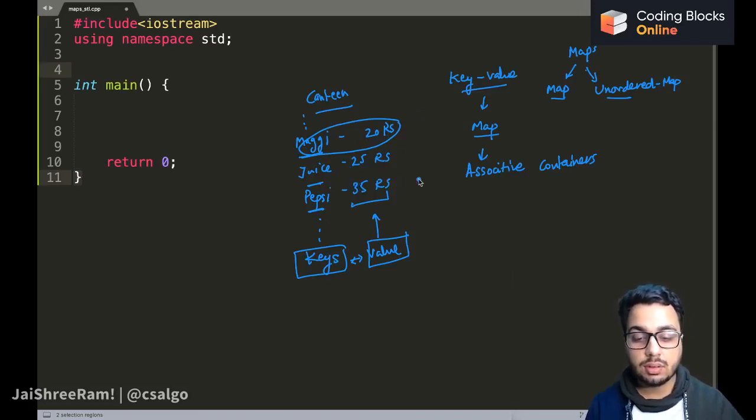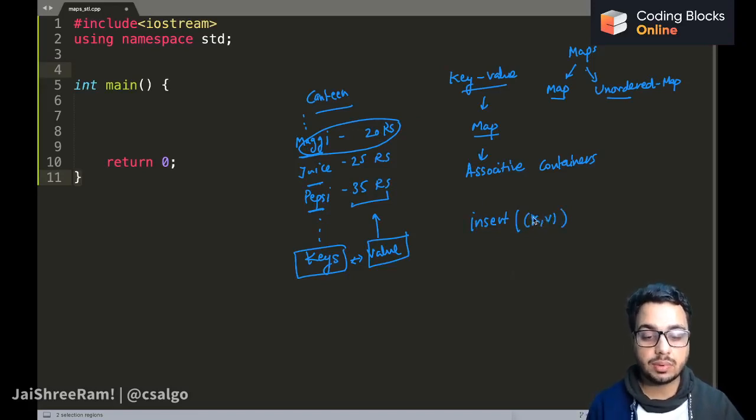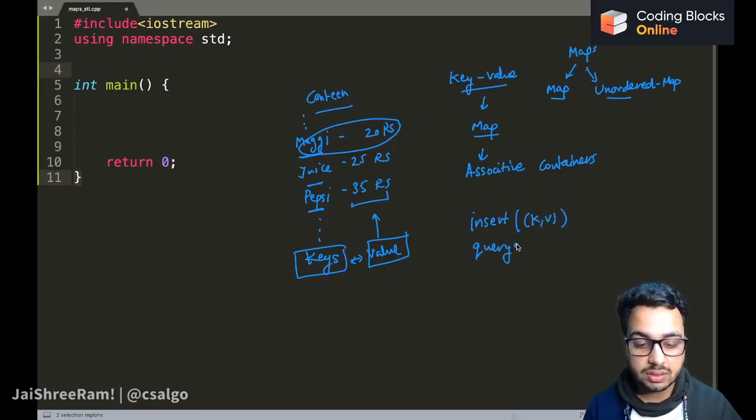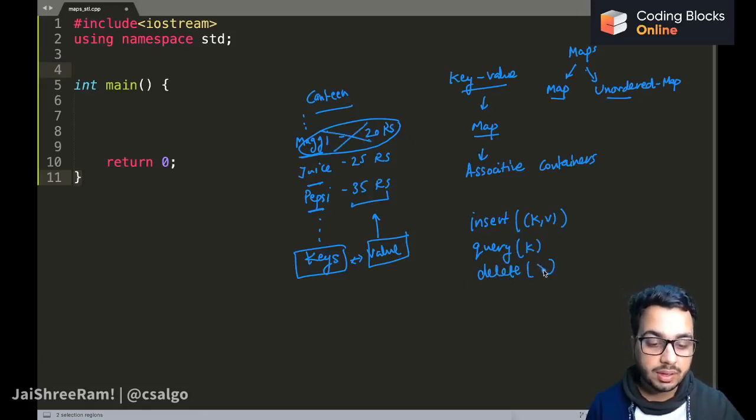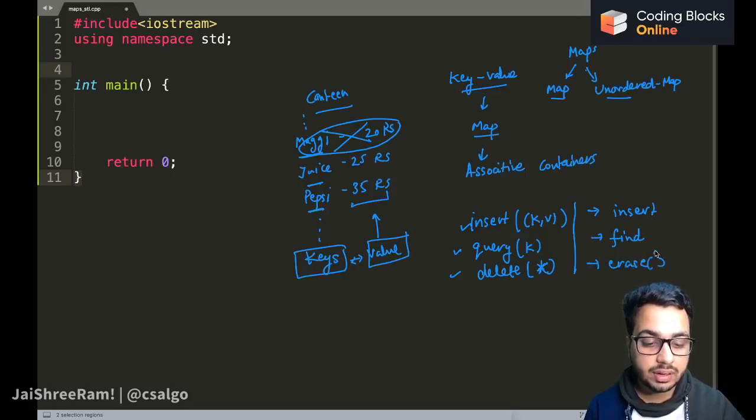What are the main operations you can do? You can insert a key value pair, which means you store this item. You can query, which means you search for what is the price of a particular key. And you can also delete. Suppose Maggie is not in stock and you want to remove this item from the map, you can erase this particular key. There are corresponding functions in STL. The insert function is written as insert, query can be done using the find function, and delete can be done using the erase function. Let's have a look at how to use different methods to work with the map.